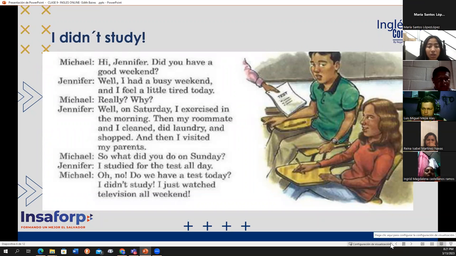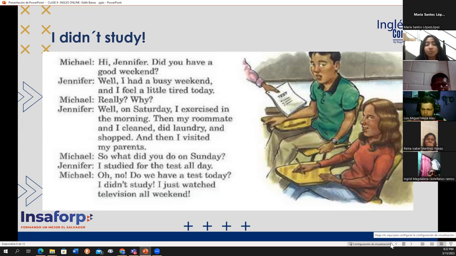Michael says, hi, Jennifer. Did you have a good weekend? Jennifer says, well, I had a busy weekend. I feel a little tired today. Really? Why? Well, on Saturday, I exercised in the morning. Then my roommate and I did laundry and shopped and then visited my parents. So what did you do on Sunday? I studied for the test all day. Oh no, do we have a test today? I didn't study. I just watched television all weekend.